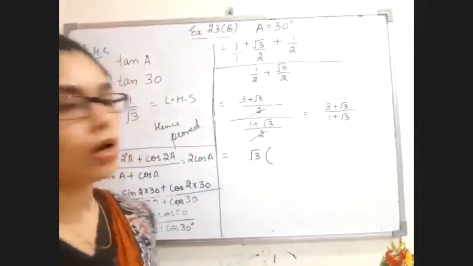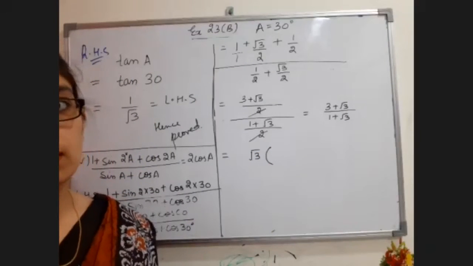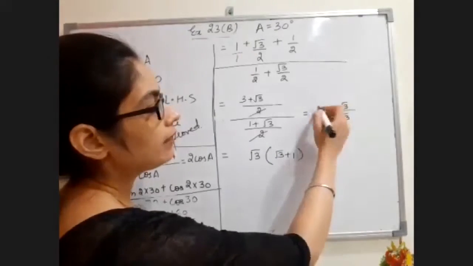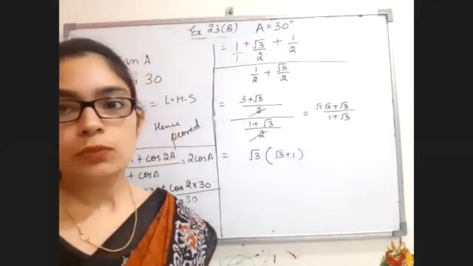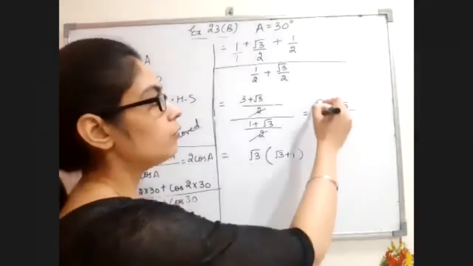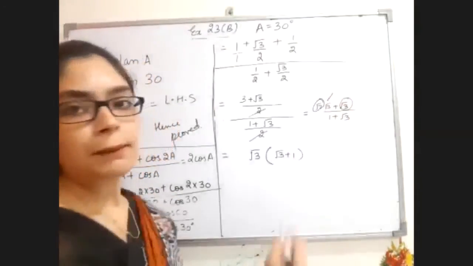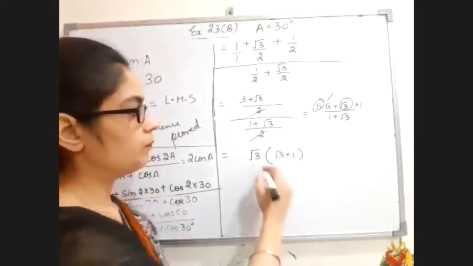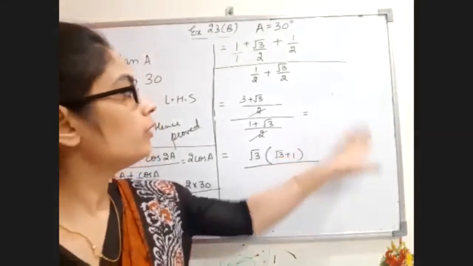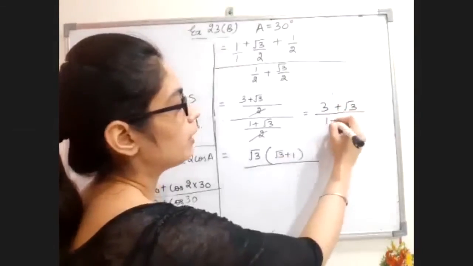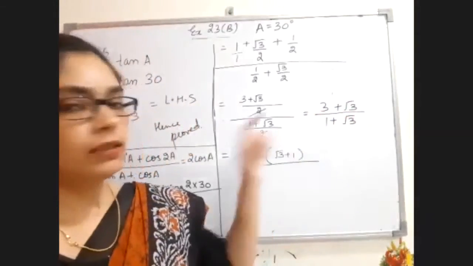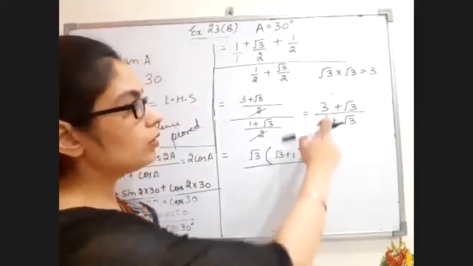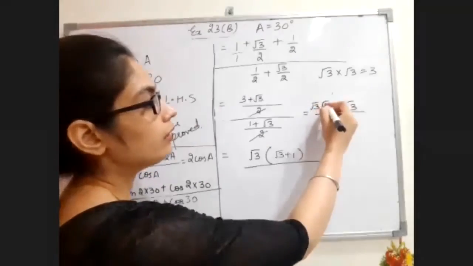If I take out root 3 common from the numerator, what will I be left with in the brackets? 3 plus 1. See, this 3 we can write like root 3 into root 3. So when I take one root 3 out, here one root 3 is left, and here nothing is there, so that means 1. Is this step clear? Ma'am, once again, can you repeat it? See, here I had 3 plus root 3 upon 1 plus root 3. So this 3 is root 3 into root 3. So to take it common, I have just written this 3 as root 3 into root 3.